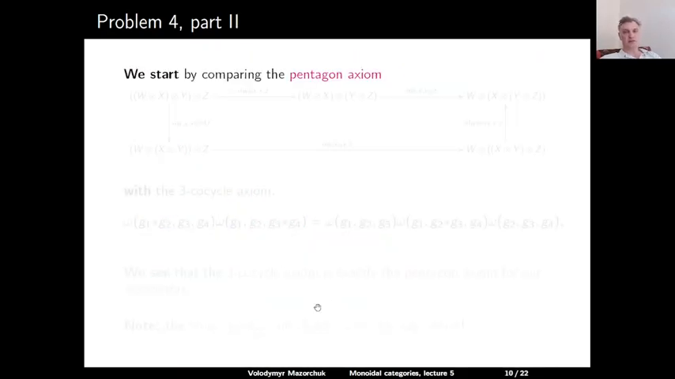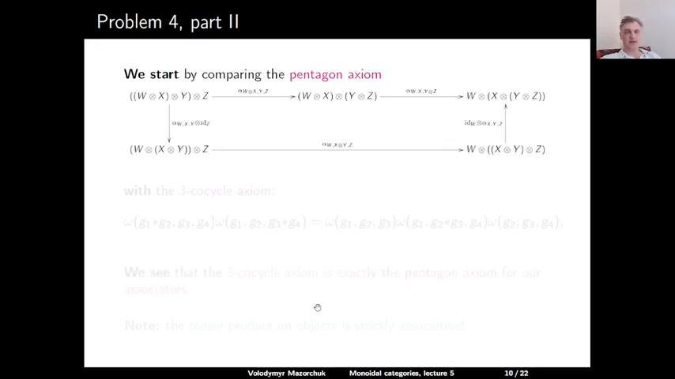So we start by taking a closer look at the Pentagon Axiom. So here is the Pentagon Axiom. We have the tensor product of W, X, Y, and Z, which is bracketed in different ways. And these ways are connected by the associators. And this pentagon diagram is supposed to be commutative in a monoidal category.